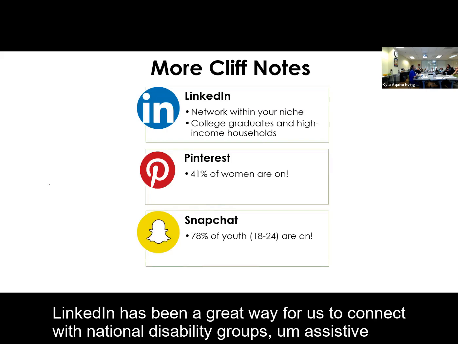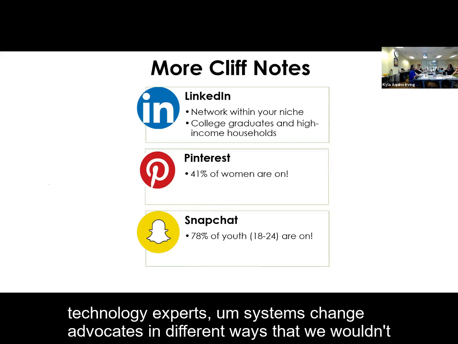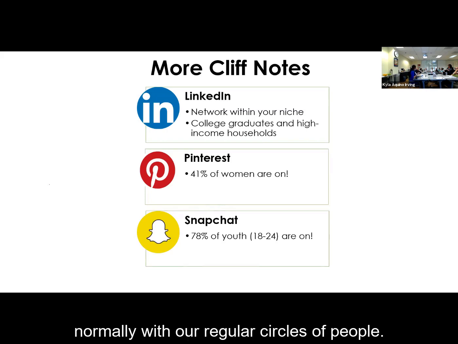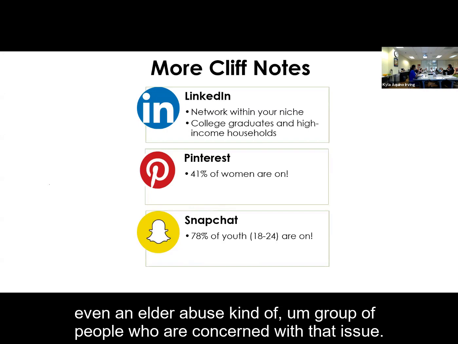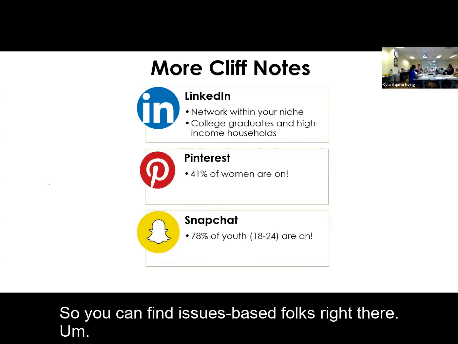LinkedIn has been a great way for us to connect with national disability groups, assistive technology experts, systems change advocates, in different ways that we wouldn't normally with our regular circles of people. So what's unique there is they have niche groups and things. I think there's even an elder abuse kind of group of people who are concerned with that issue. So you can find issues-based folks right there.